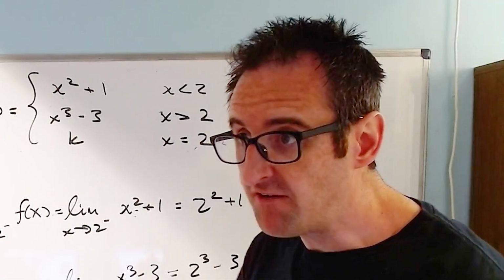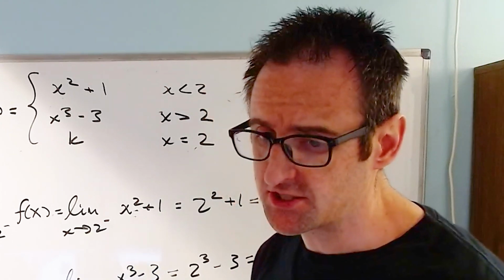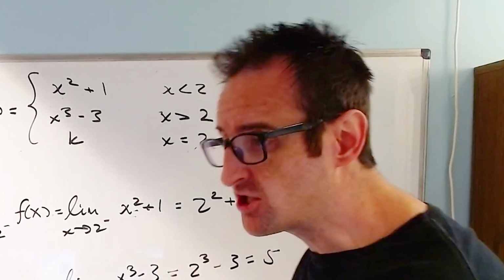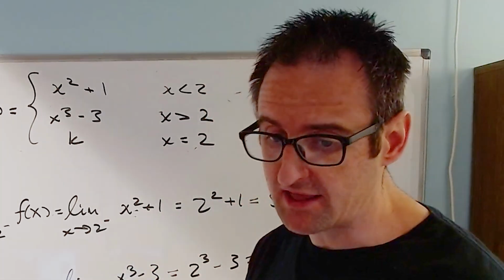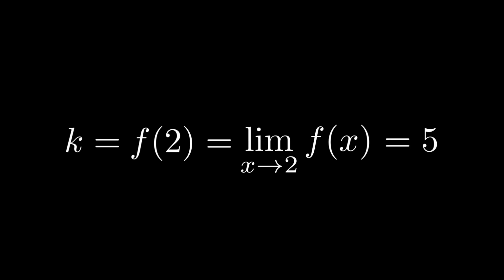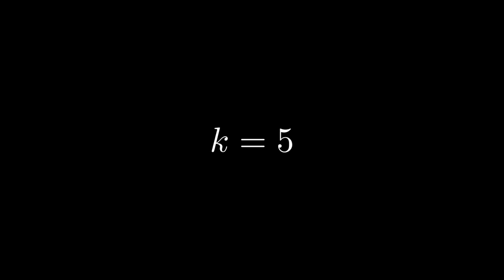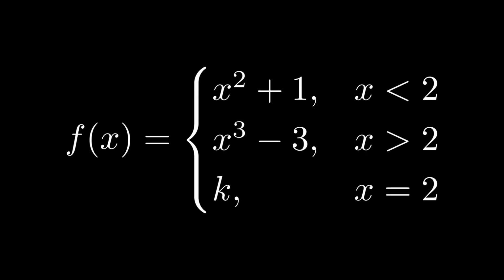Well, for f to be continuous at x equals 2, we have to have the function value equal the limit at that point. So the limit as x goes to 2 of f of x has to be equal to f of 2. But f of 2 was just k, and here the limit as x approaches 2 of f of x is equal to 5. And so the value of k that will make f continuous at x equals 2 is k equals 5. And so if we replace k with 5, the result is a continuous function.